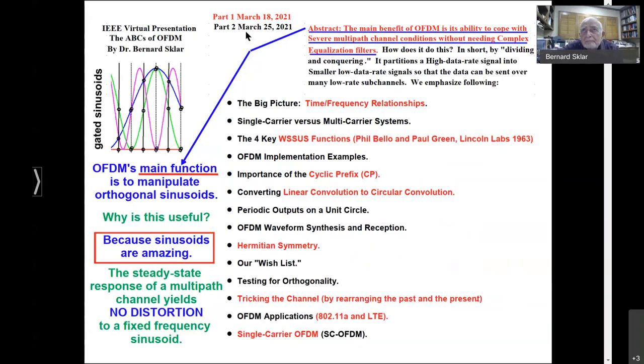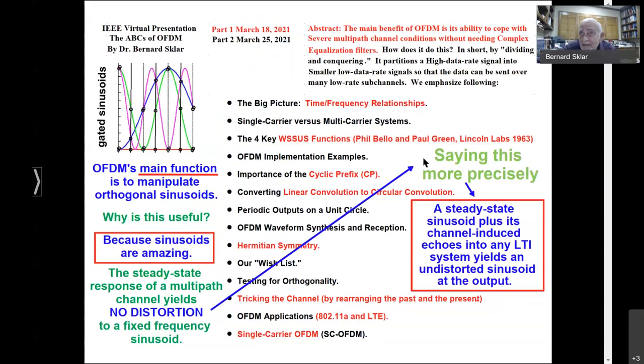So notice here, I have this abstract of what we're going to be talking about, saying that the main benefit of OFDM is its ability to cope with severe multipath channel conditions without needing complex equalization filters. So let me again emphasize that the way it's going to do this, the magic is involved in the fact that OFDM's main function is to manipulate orthogonal sinusoids. It doesn't want to see any kind of a wave shape besides a sinusoid. Why is this useful? Because sinusoids are absolutely amazing. The steady state response of a multipath channel yields no distortion to a fixed frequency sinusoid.